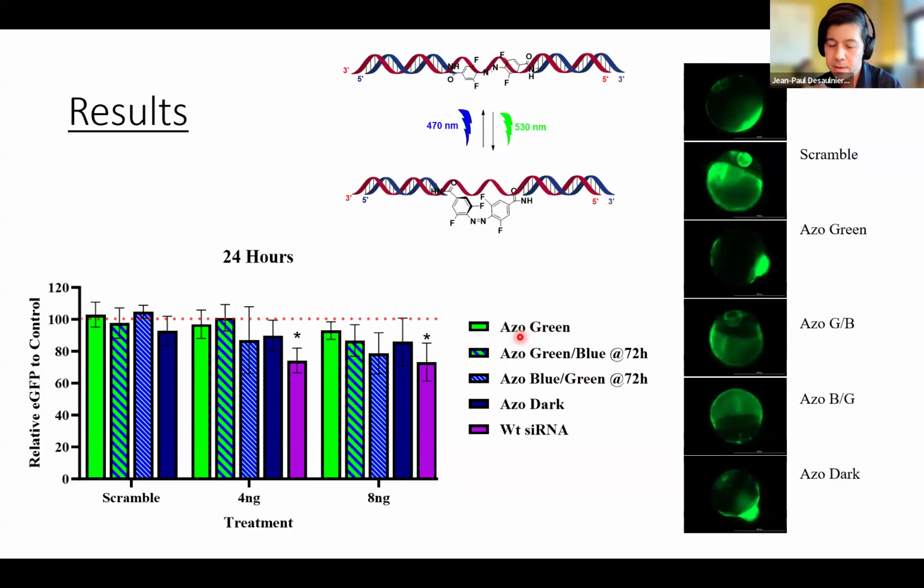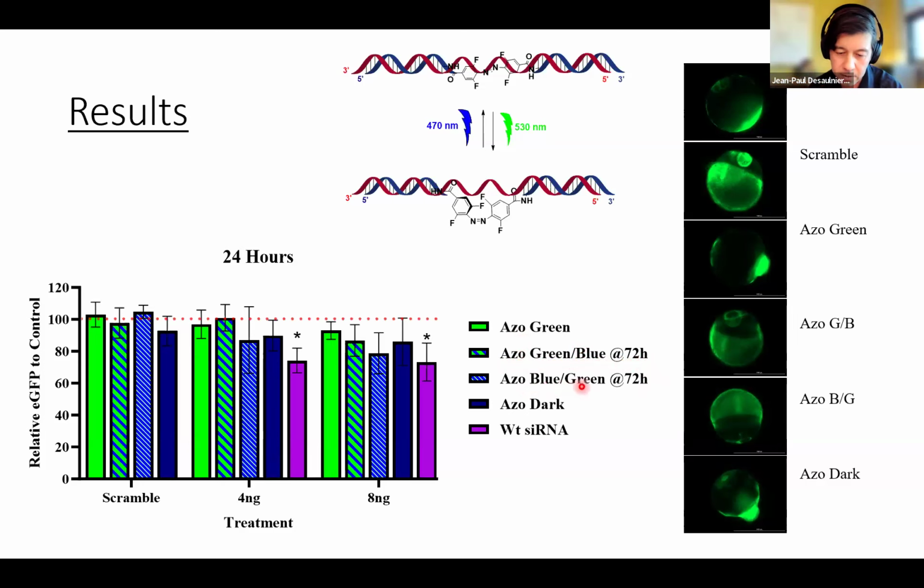And then we read the expression level of EGFP every 24 hours. So every 24 hours, because the embryos were subjected to some degree of ambient light, he would administer a bit of green light to the cells just to ensure that they're in their inactive state. Azo green at blue at 72 hours. So what this means is that this was kept under green light, and then the blue light was not administered until 72 hours.